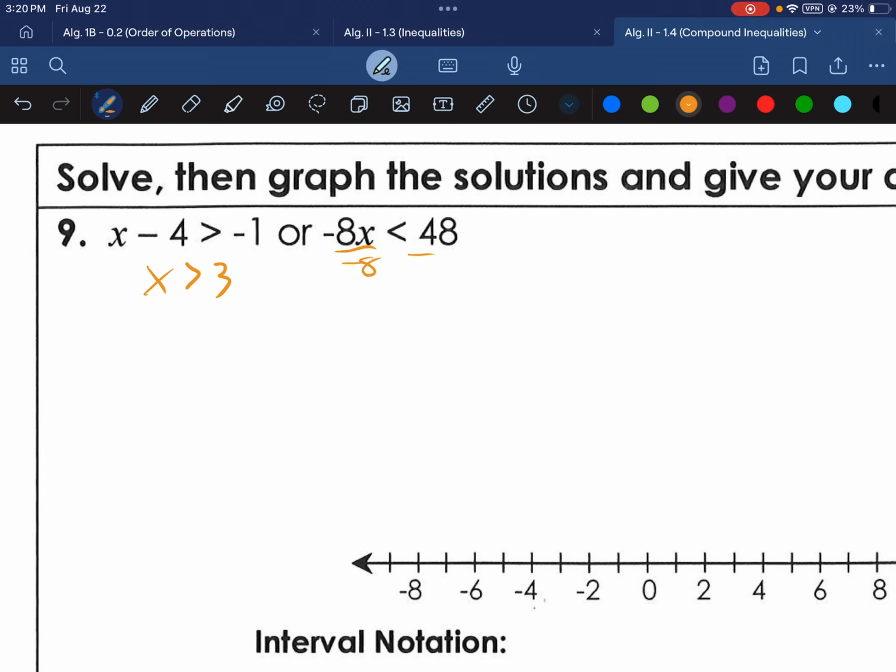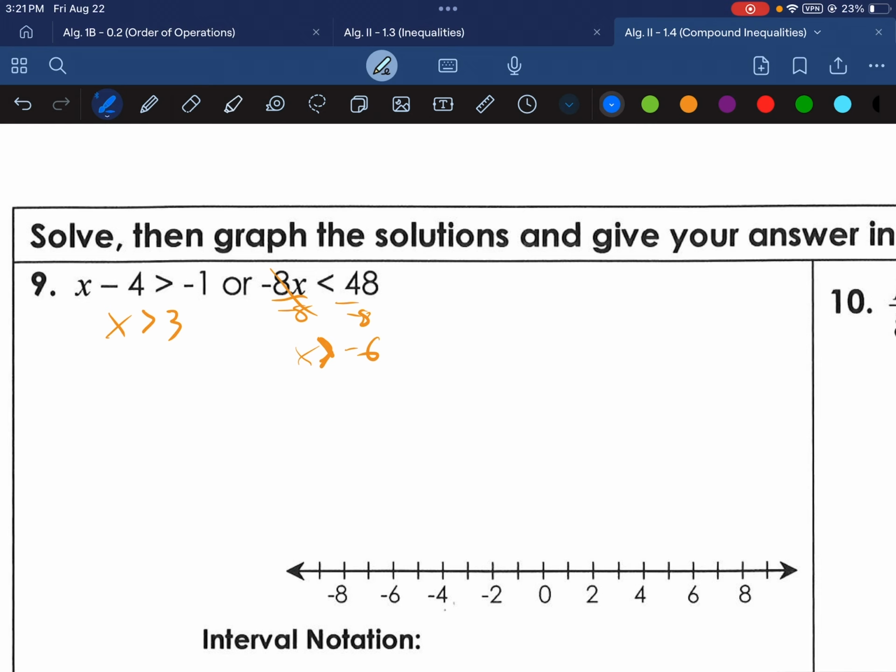The other one I divide by negative 8, and I get x is greater than negative 6. So I have to flip my inequality after dividing by a negative. So we're encountered with x is greater than 3, or x is greater than negative 6.